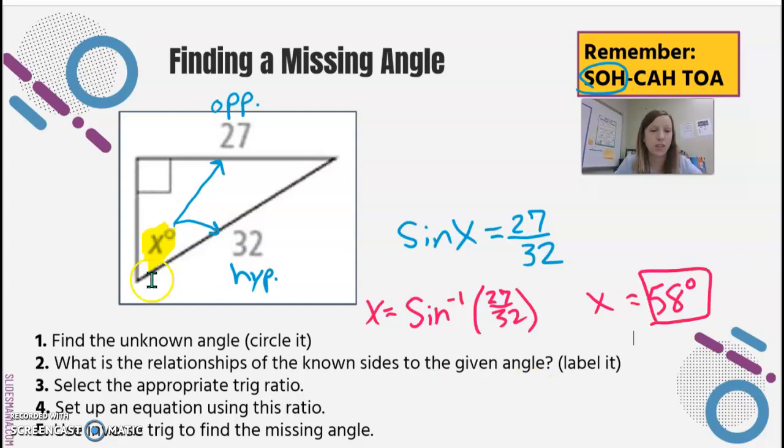So we found the measure of this angle right here. And by knowing that angle, we could also in turn find the other angle because we do know that all 3 angles in a triangle add up to 180 degrees.